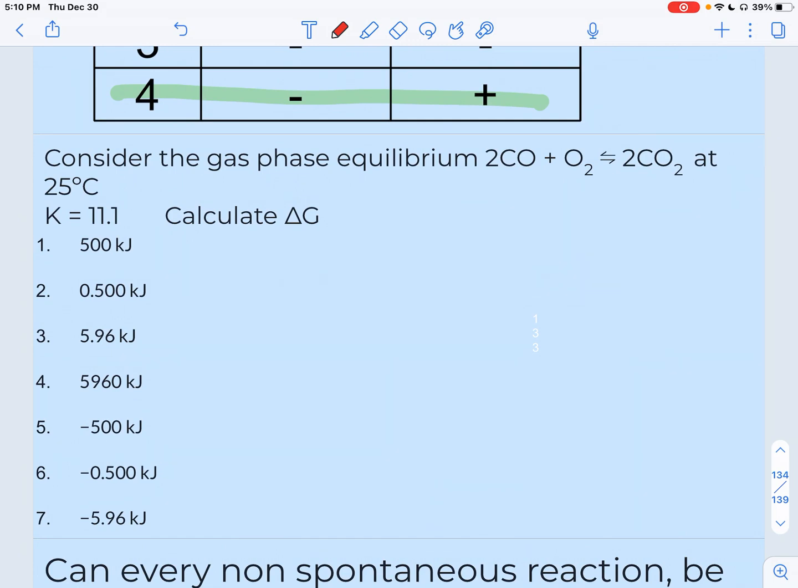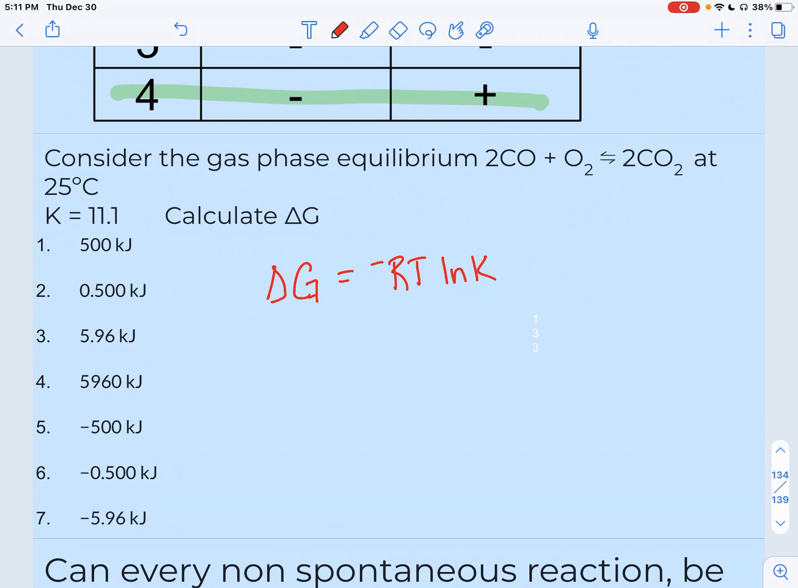So here we have a question relating to delta G. Based on the information they give us, we're going to use the Nernst equation here. But we don't need to have the two delta G's, because it doesn't say that we have any sort of non-standard conditions here. So you can just use this regular one, which is on your formula sheet, I believe.